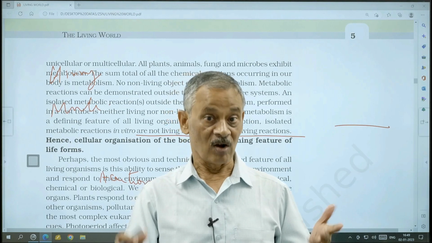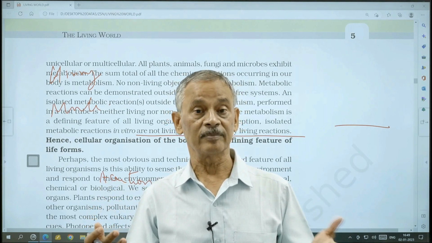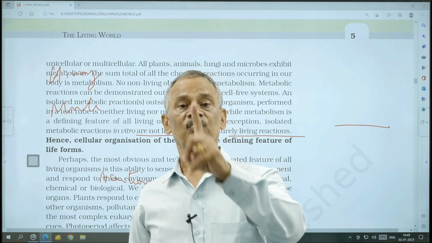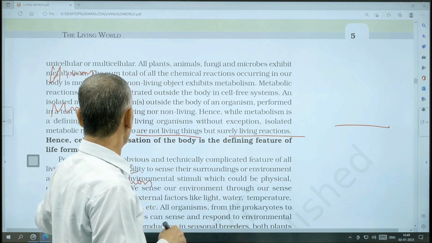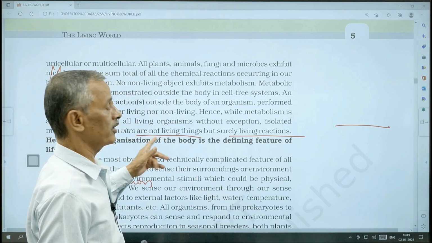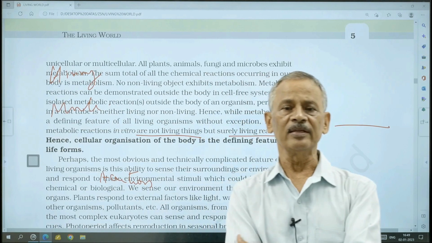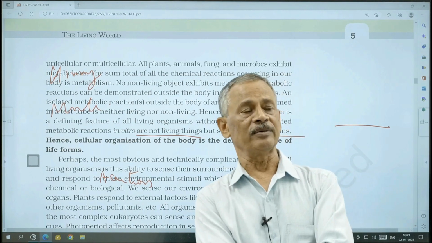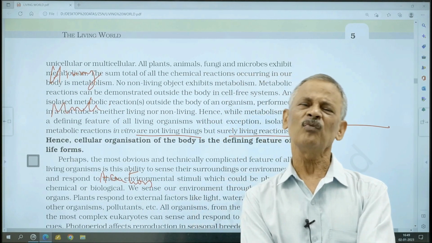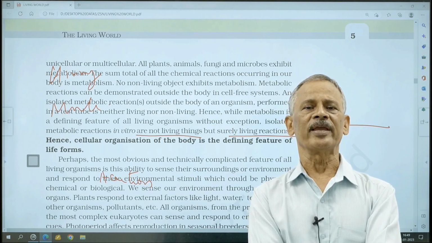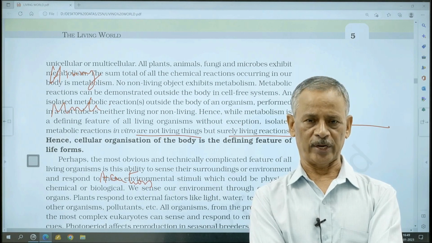Then, what are the characteristics of a living thing? There are only two important features. The first one is that they all have a cellular nature. Only a living thing will have cellular organization, meaning their body is made up of cells. Only in the body of a living thing will you have cells and cell products.